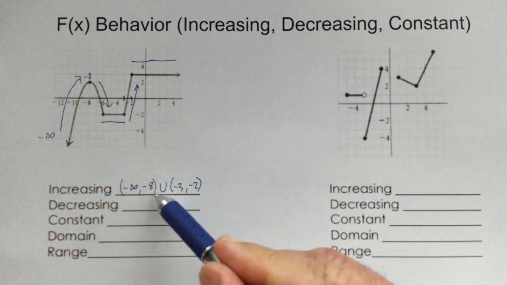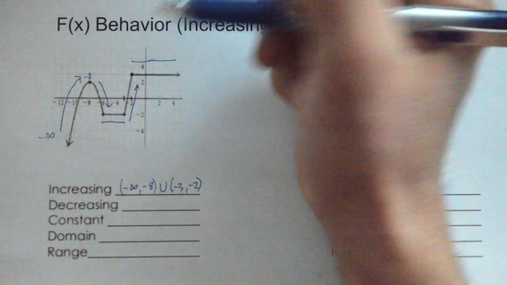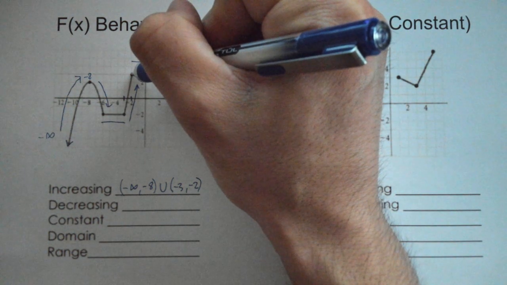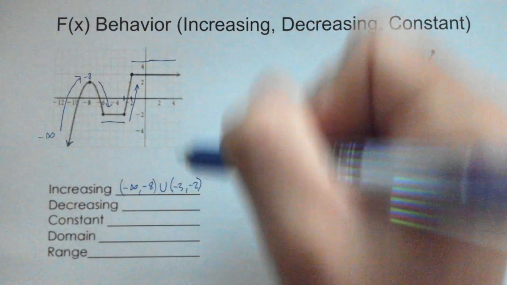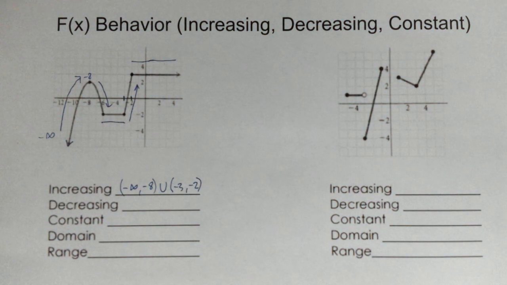And again, I'm using parentheses because at these points, it's neither going up or down, right? It can't do both things. So I just use parentheses to describe the space between the two.